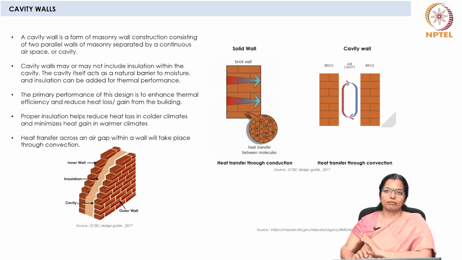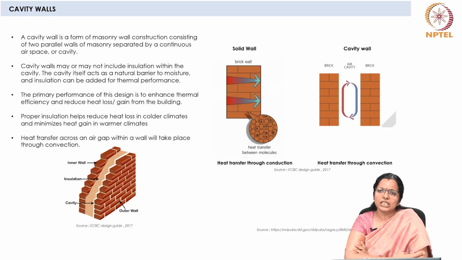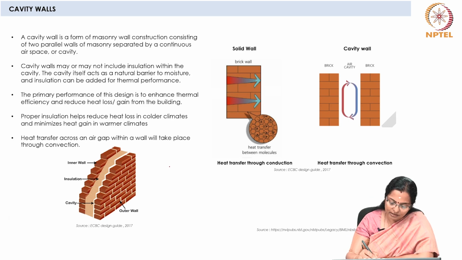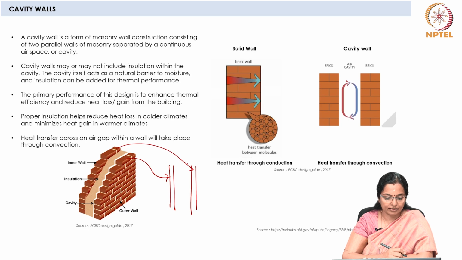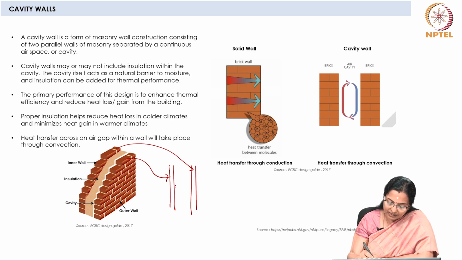So what are cavity walls? A cavity wall is a form of masonry wall construction. It consists of two parallel layers like this, layer 1 and layer 2, which is separated by a cavity. So this is the cavity.